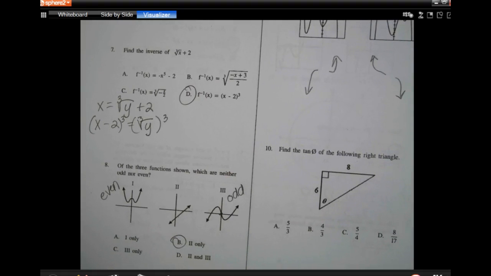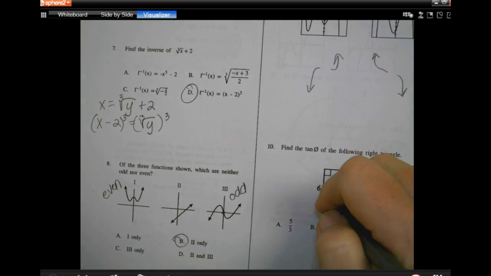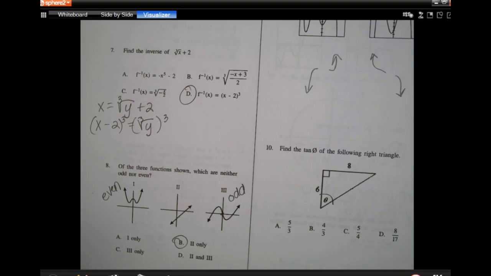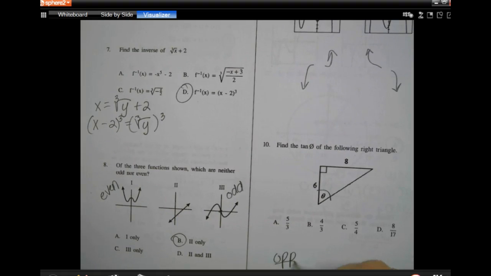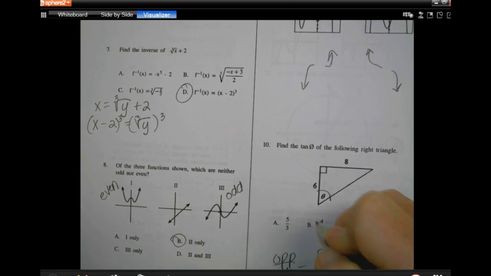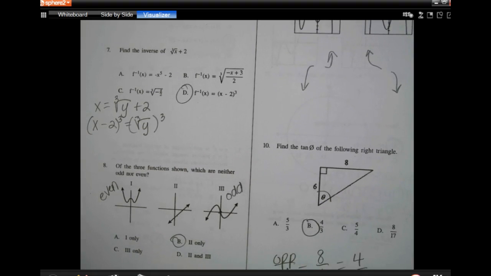Number 10 is pretty difficult. There's the tangent of theta. What is tangent? Opposite over adjacent. That's what I couldn't remember. You're going to fail, Isaac. So you're going to get 8 over 6, and I know it's pretty hard to reduce with your head to 4 over 3, which gives you B.